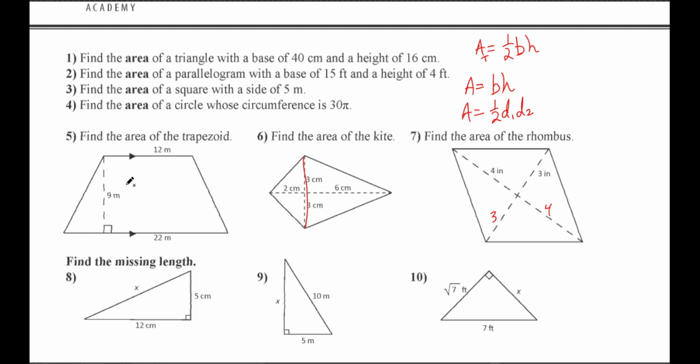Okay. What about a trapezoid? Trapezoid is a little different. It's kind of like a triangle, but it's got two bases. What do I do with those two bases? Add them up. That's right. So you add the two bases together, and you divide it by 2, and then you multiply it by what? The height. All right? So basically you're finding the average of the two bases and multiplying it by the height, and then you're good. Okay? Easy stuff.